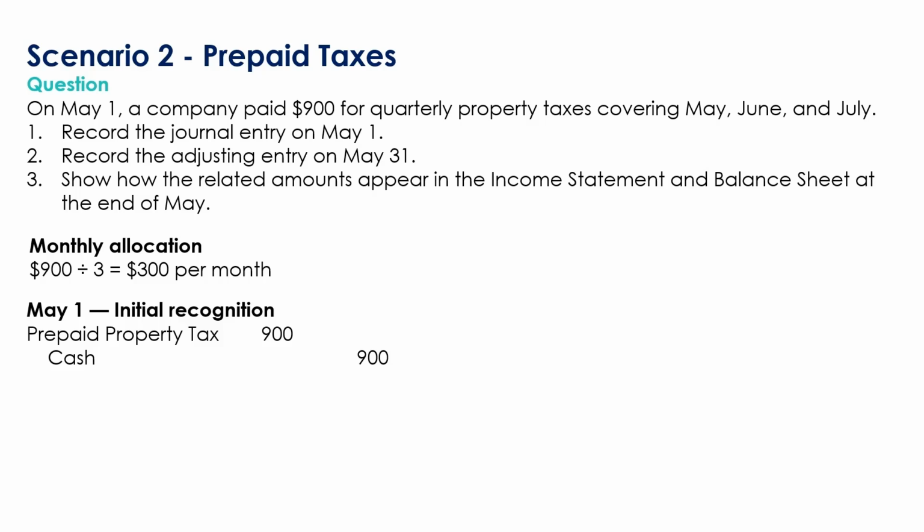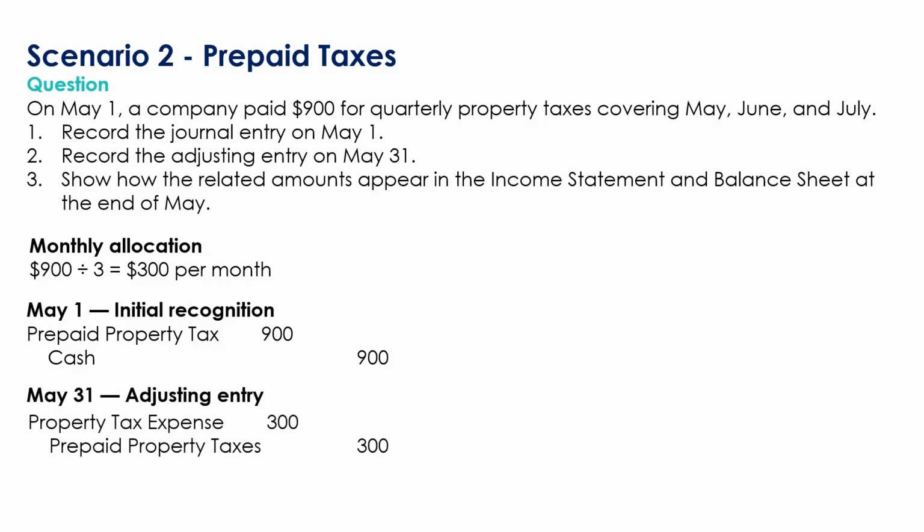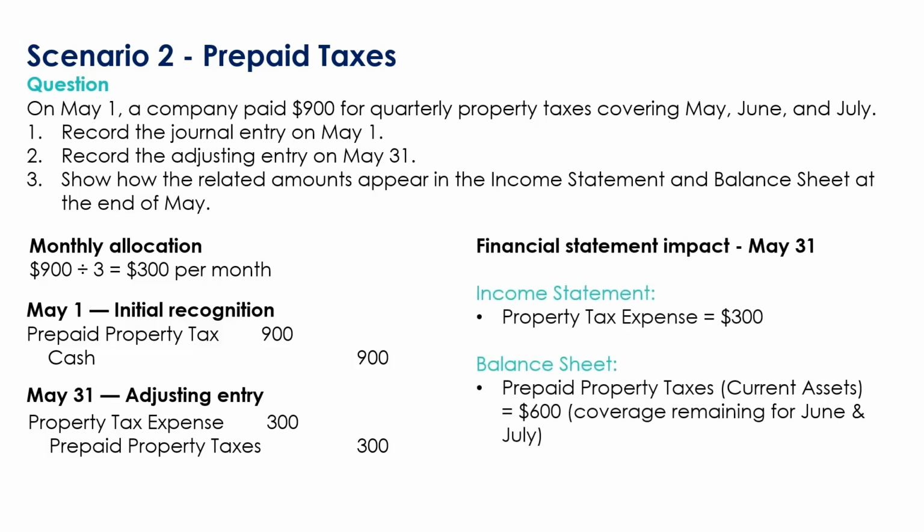By the end of the month, we apply the matching principle. 1 month of coverage has expired, which amounts to $300. Accordingly, on May 31st, we will debit property tax expense for $300 and credit prepaid property taxes for the same amount. As a result, the income statement for May will report $300 in property tax expense, while the balance sheet will reflect $600 as a current asset, representing the benefit that remains for June and July.